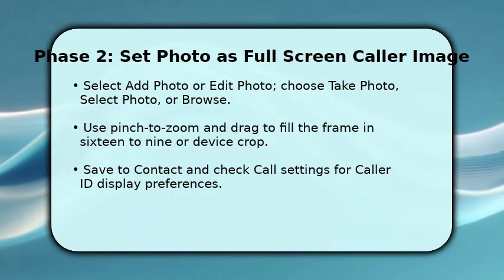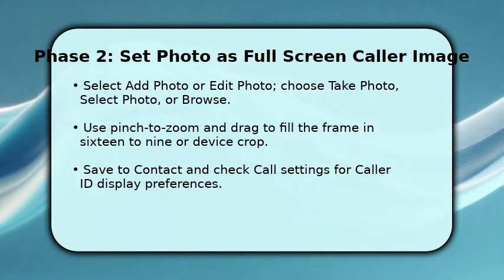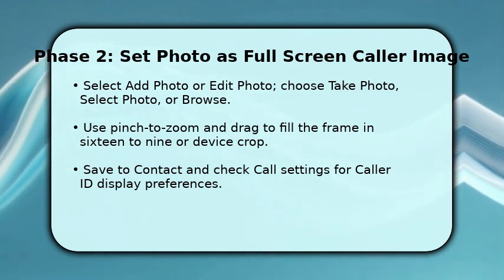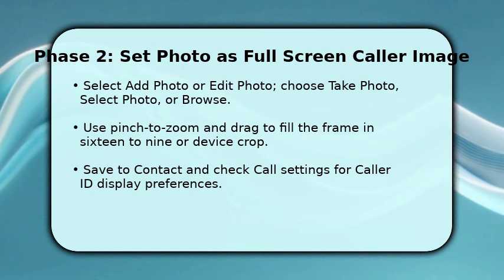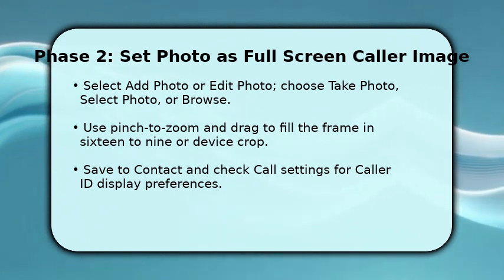Now you choose Add Photo or Edit Photo and pick Select Photo or Browse. This places the image on the contact card. Once loaded, use pinch to zoom and drag to fill the crop area. Aim for 16:9 or device native crop so the face occupies most of the screen. After adjusting, confirm Save to Contact.